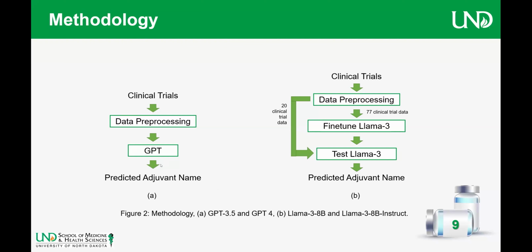predict the adjuvant names. For the fine-tuned Llama-based models, we took the clinical trial data, and after data pre-processing, we divided the clinical trial data into two different parts. One is used for fine-tuning the Llama 3 models, and then the rest is used for testing the model and predicting the adjuvant names. We have used the Llama 3 8 billion model and the Llama 3 8 billion instruct model for this task.